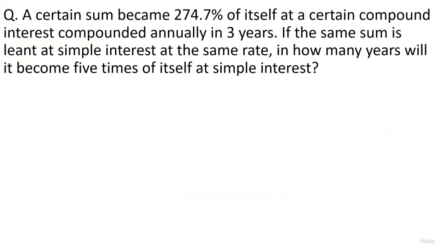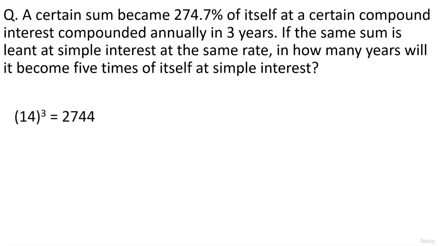Okay, guys, so let's solve the next question now. A certain sum became 274.7% of itself at a certain compound interest compounded annually in 3 years. If the same sum is lent at simple interest at the same rate, in how many years will it become 5 times of itself at simple interest? Okay. So a certain sum became 2747% of itself at compound interest in 3 years.